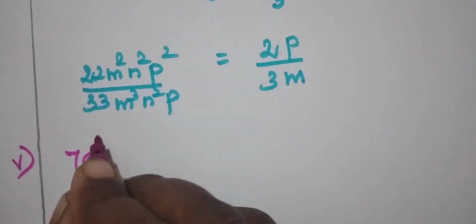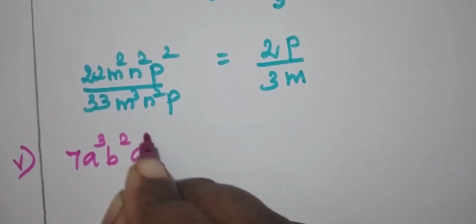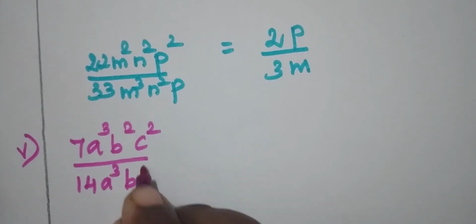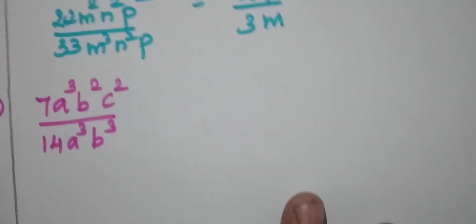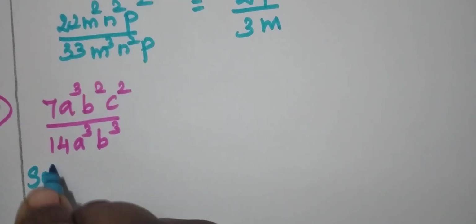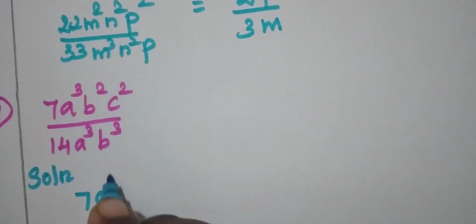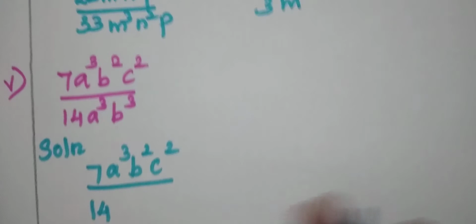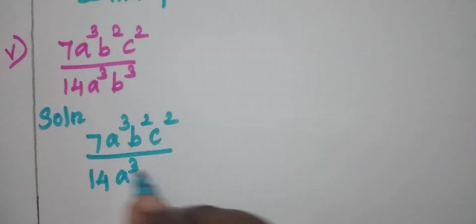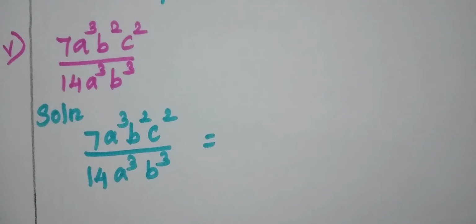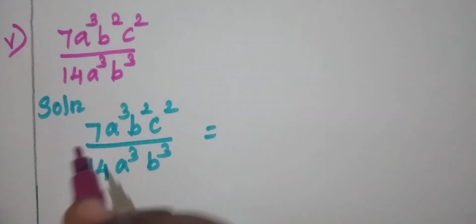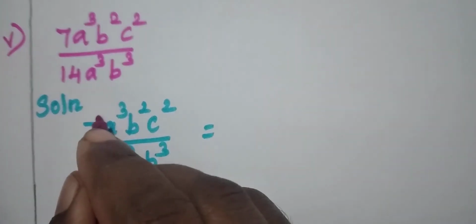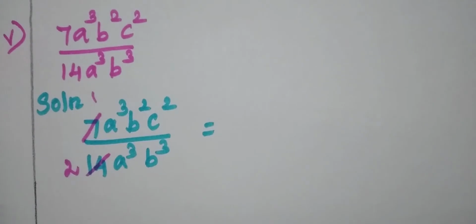Fifth one, 7a cube b square c square divided by 14a cube b cube. So let us solve this one. 7a cube b square c square divided by 14a cube b cube. Yes. How do we cancel these two numbers? Yes, these are 7 tables answers. 1 7 is 7, 2 7s are 14.